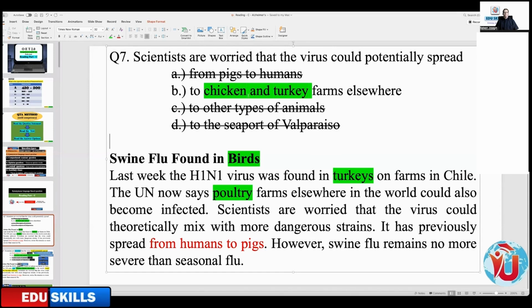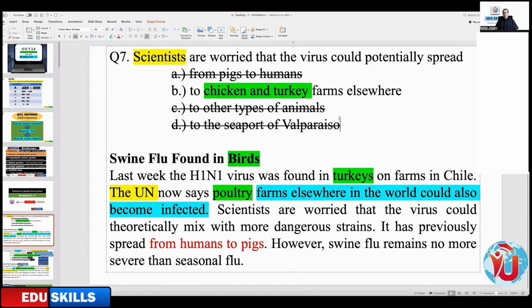Okay, here you see chicken and turkey, birds, turkeys, poultry. The UN now says, the UN is the synonym of scientists here. Okay, scientists. UN cannot speak, right? Scientists in the UN now say poultry farms elsewhere in the world could also become infected. What is this? Do you have any similarity with the answer option?